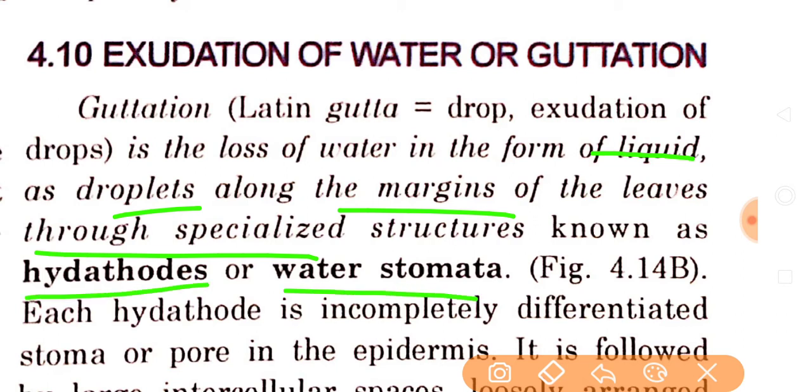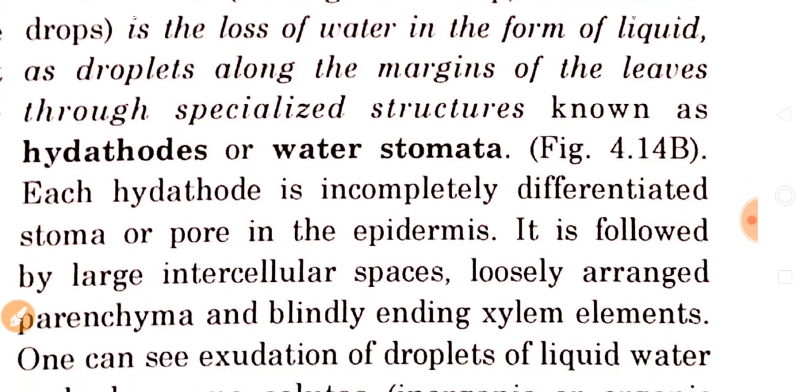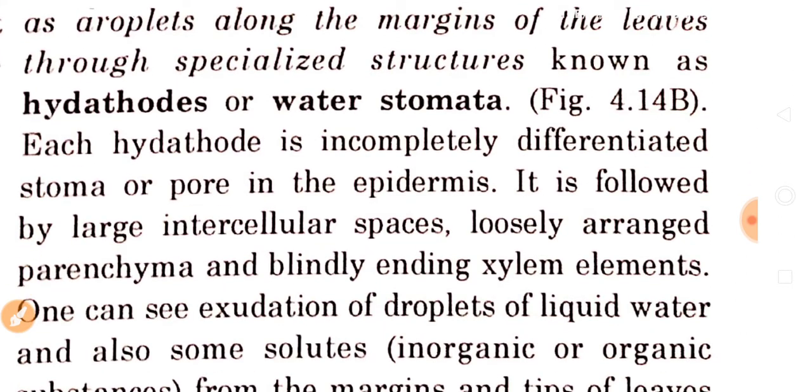If you wake up early in the morning and go to the field or near outside, where your house has grasses, you can see these types of droplets. In some plants or vegetables also, this guttation process can be seen. Each hydathode is an incompletely differentiated stoma or pore in the epidermis. It is followed by large intercellular spaces, loosely arranged parenchyma, and blindly ending xylem elements.